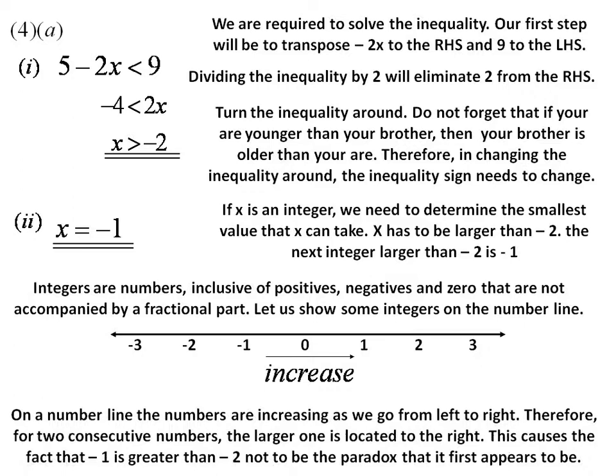On a number line, the numbers are increasing as we go from left to right. Therefore, for 2 consecutive numbers, the larger one is located to the right. This causes the fact that negative 1 is greater than negative 2 not to be the paradox that it first appears to be.